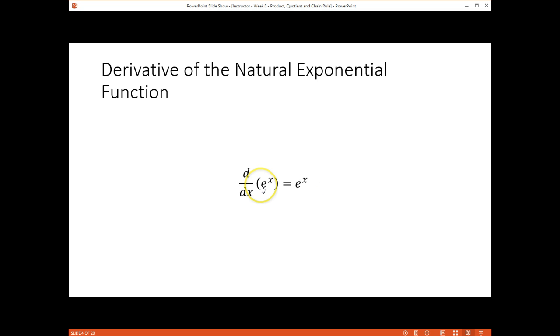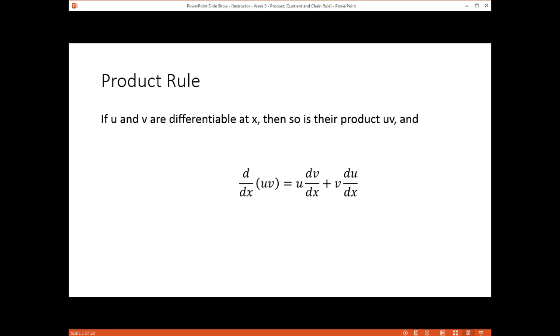We also learned the derivative of the natural exponential function. The derivative of e to the x is e to the x. This is a very powerful concept. In fact, this is the only function whose derivative is itself. This leads us to where we want to go today, which is our three rules.